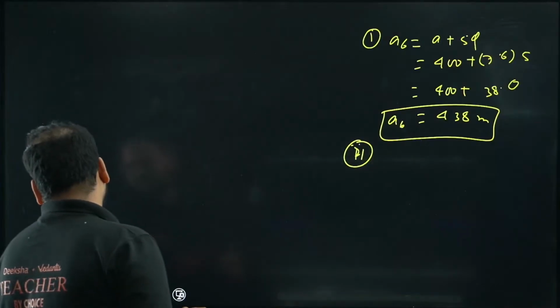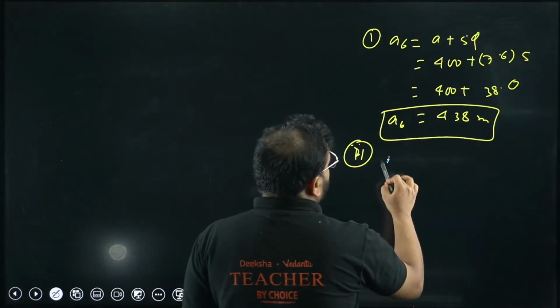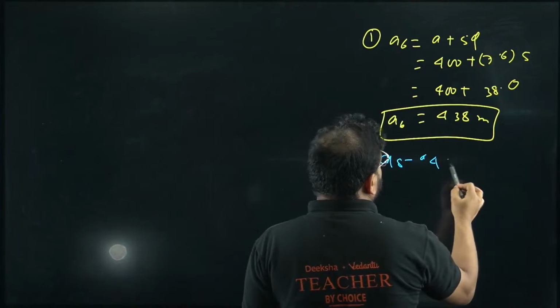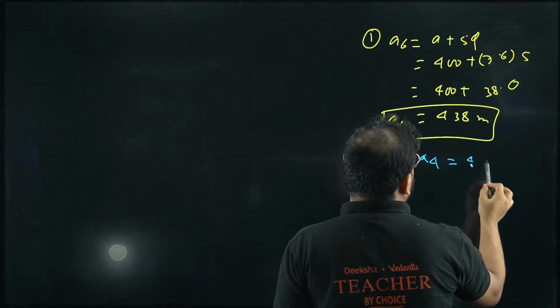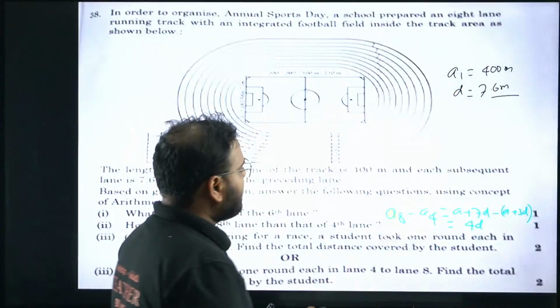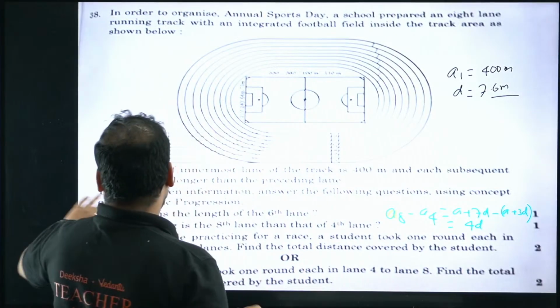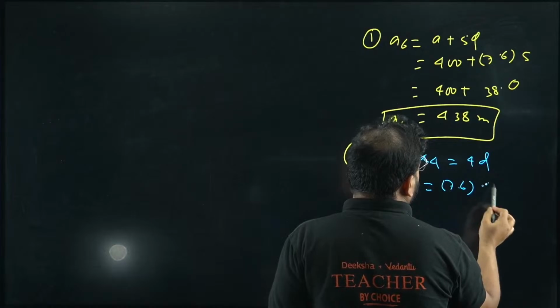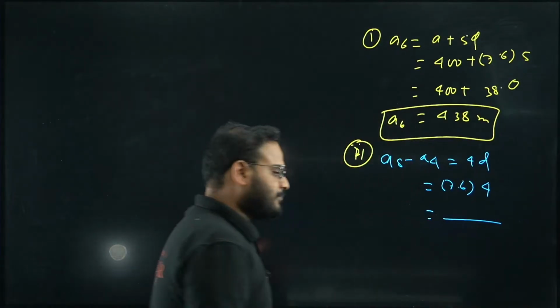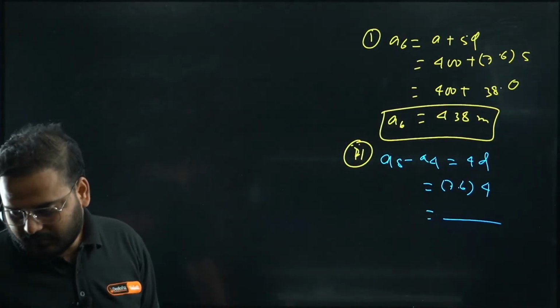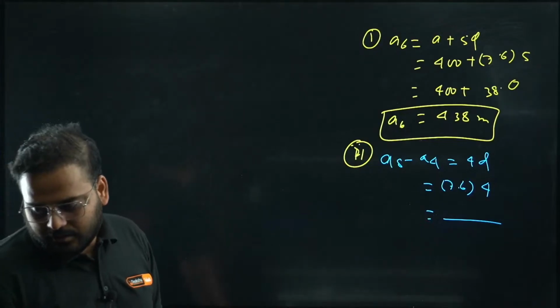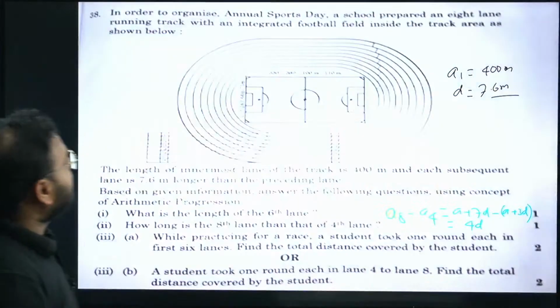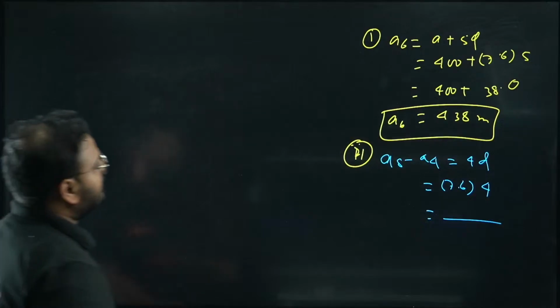You'll get A8 minus A4 as simply 4D, correct? 3D plus 7D, so yeah, 4D. And D is already given as 7.6, so it is 7.6 times 4. This is your answer. Please check. All right, now this is done. Part 2 is done. Let's move on to part 3 now.